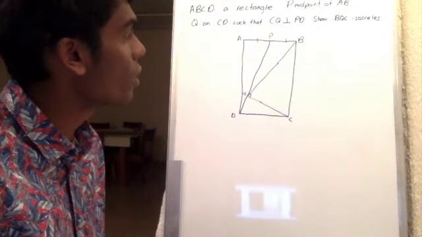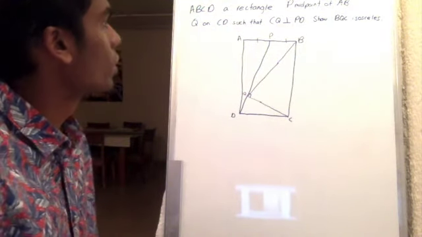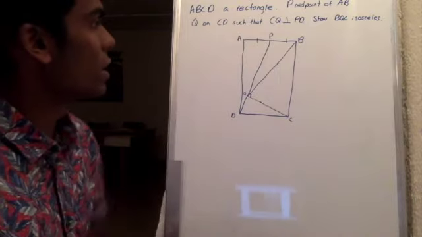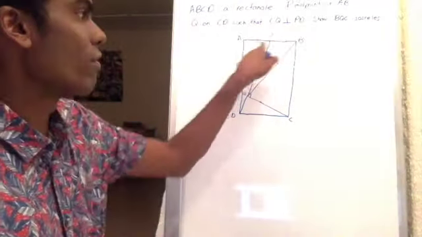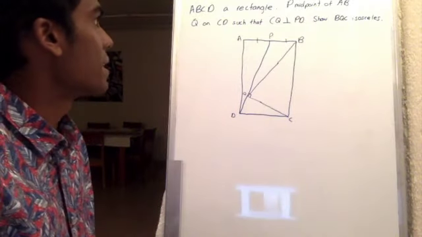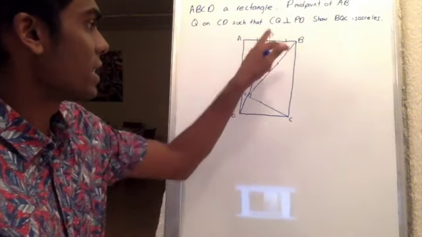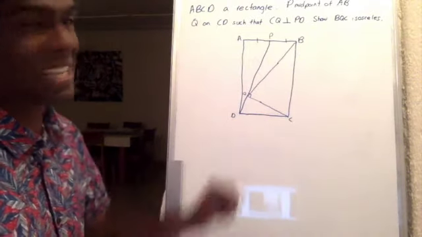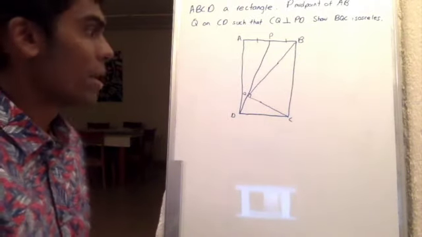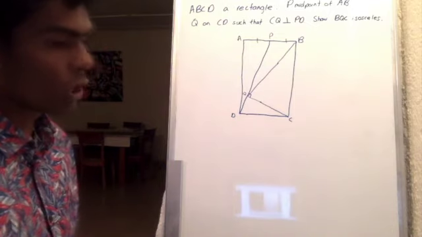Geometry, 2003/4, question 2. So the question mostly goes, there's a rectangle ABCD, and P is the midpoint of AB, and there's a point Q on the line CD, such that CQ is perpendicular to PD. I think I put this on the group, but have a go at it first before you have a look. We're going to do two solutions.